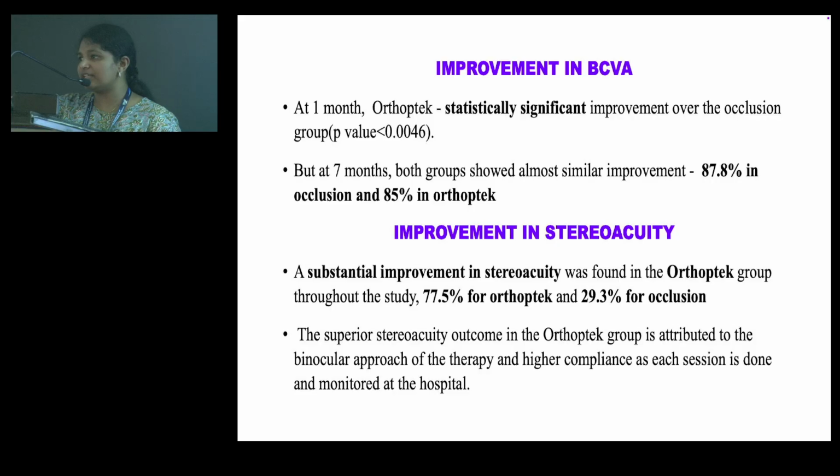Now, improvement in best corrected visual acuity at 1 month, the orthoptic group showed a statistically significant improvement over the occlusion group. But at 7 months, both groups showed almost similar improvement, that is 87.8% in occlusion and 85% in orthoptic. Coming to stereo acuity, a substantial improvement was found in the orthoptic group throughout the study, that is 77.5% for orthoptic and 29.3% for occlusion. The superior stereo acuity outcome in the orthoptic group is attributed to the binocular approach of the therapy and higher compliance, as each session was done and monitored at hospital.